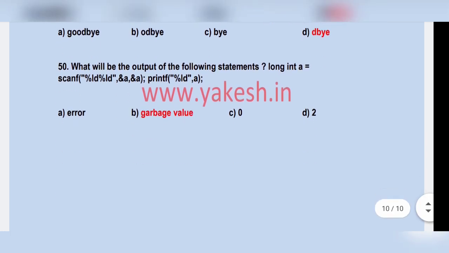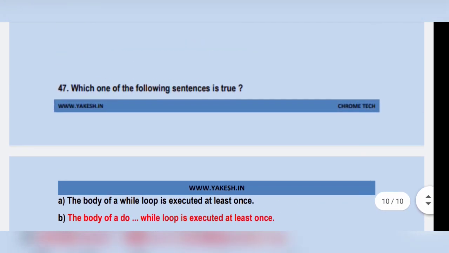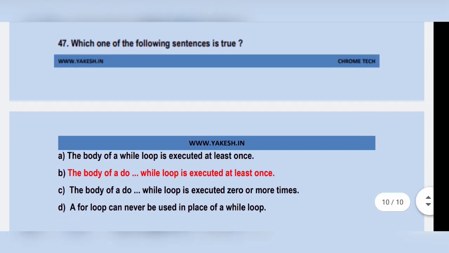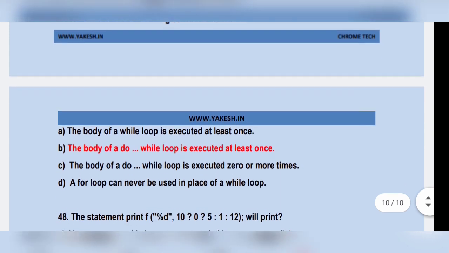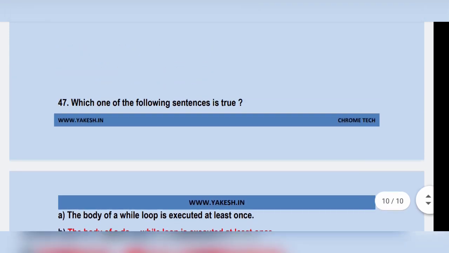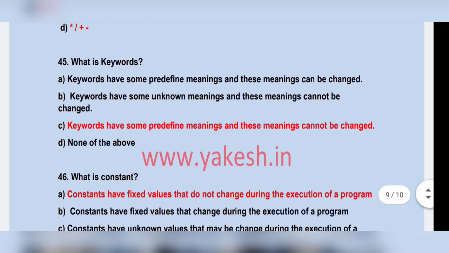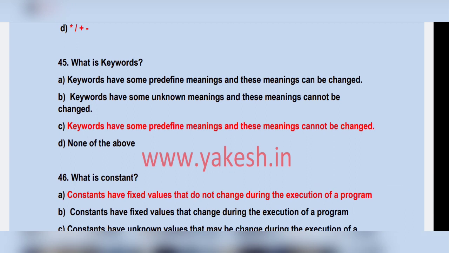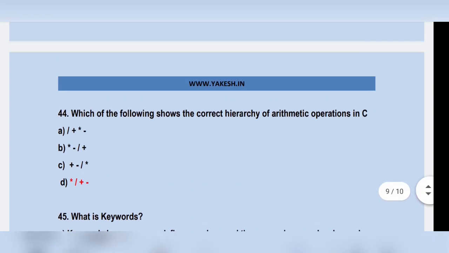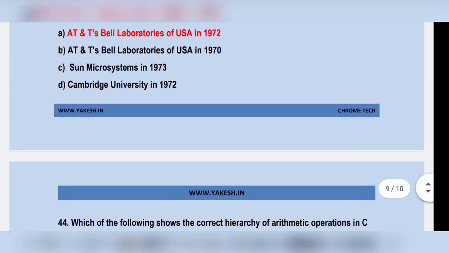Let's go through these solved questions. Which of the following sentences is true? While loop is executed at once. What is a constant? Constants have fixed values that do not change during the execution of a program. What is a keyword? A keyword has some meaning that cannot be changed. Which shows the correct hierarchy of arithmetic operations in C? Option D, multiplication, division, addition, subtraction.